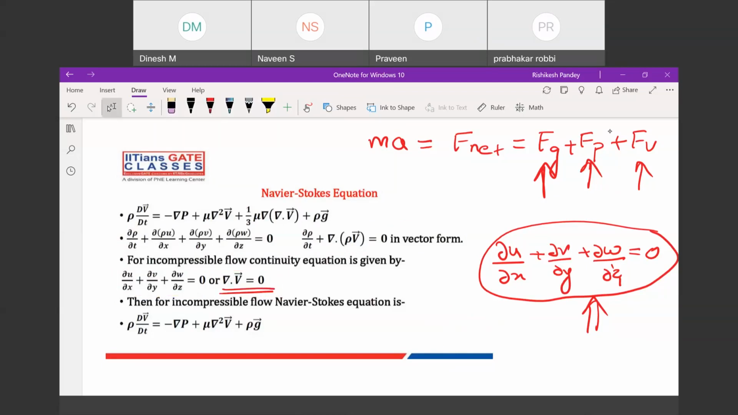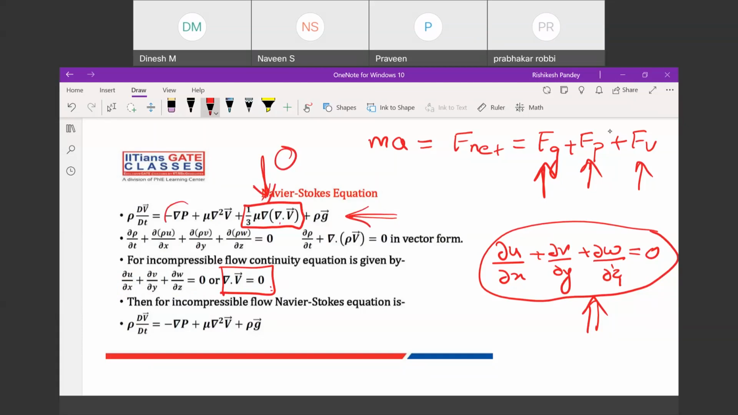Okay, this one. Now you see this particular thing is there in Navier-Stokes equation. So for incompressible flow, we know this is 0. So we can put this term as 0 for incompressible flow. This equation of Navier-Stokes is applicable for compressible flow also. But the moment we put this term as 0, because this del dot V equals 0 we are putting, so this is 0.